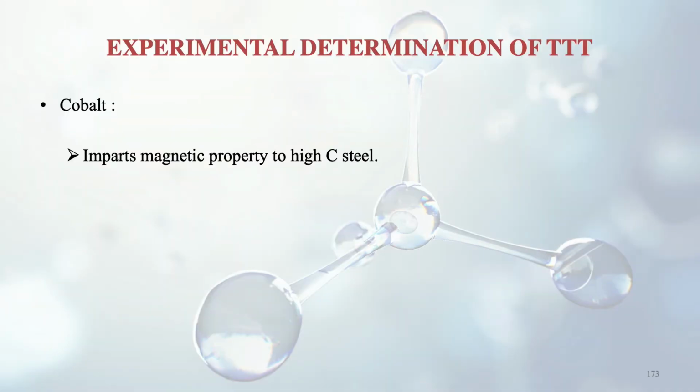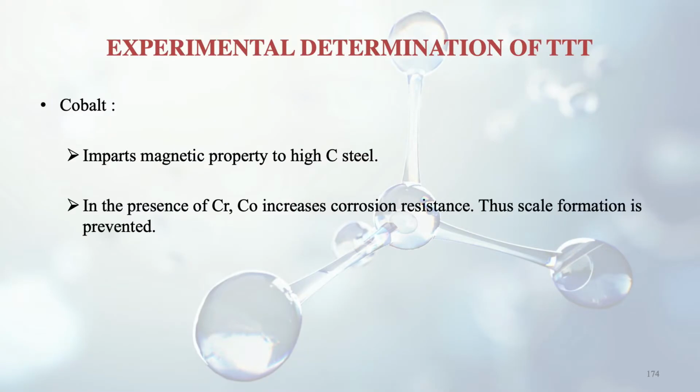Cobalt imparts magnetic property to high carbon steel. So if the carbon is in the higher range, then it will give magnetic property to steel. And in the presence of chromium, cobalt increases corrosion resistance. Like we have earlier seen that in the presence of chromium, nickel gives us corrosion resistance, cobalt also does the same. So scale formation is prevented.